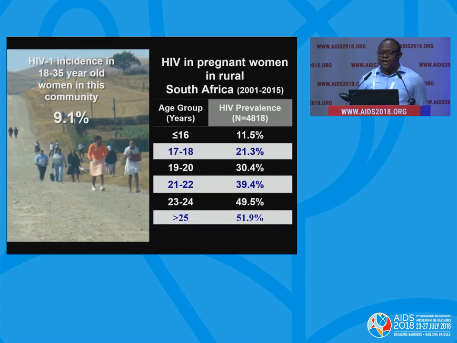So in Southern Africa, particularly in South Africa, young women are at an increased risk of HIV acquisition compared to their male counterparts. This data I'm showing is a little bit old, but the numbers haven't changed much. You can see that in young women attending antenatal clinic, HIV prevalence ranges from about 11% in the 16-year-olds to over 50% in the 23 to 25-year-olds.